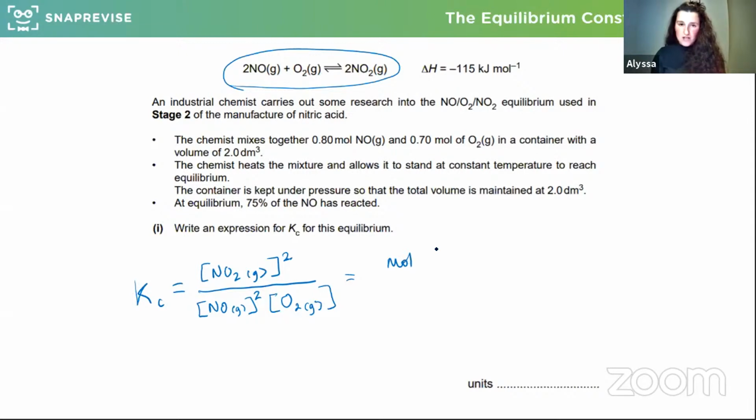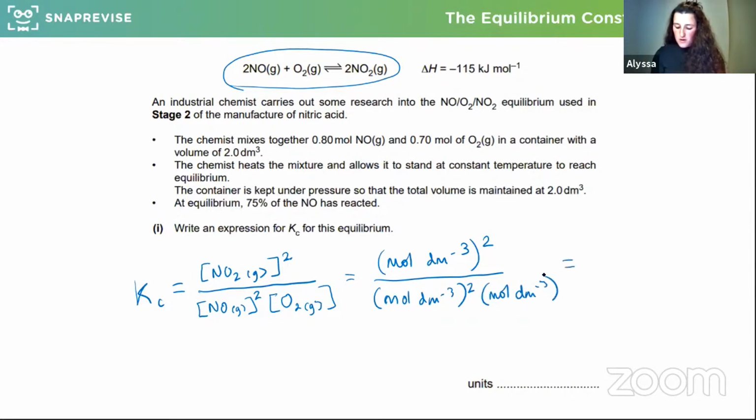If you can jump straight to it and you don't need to work it out, writing out the units, then that's brilliant. But if you do need to write it out, then do, because it's totally fine. And I think it's a good check as well. So it's our concentration squared on the top, and then we've got concentration squared on the bottom, times by concentration. So overall, again, we can cancel our mole per dm cubed. So we end up with 1 over mole per dm cubed.